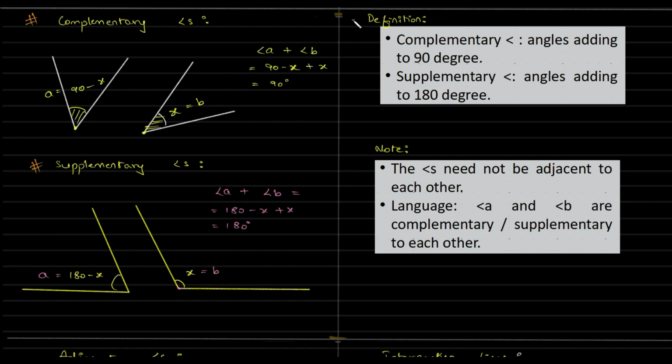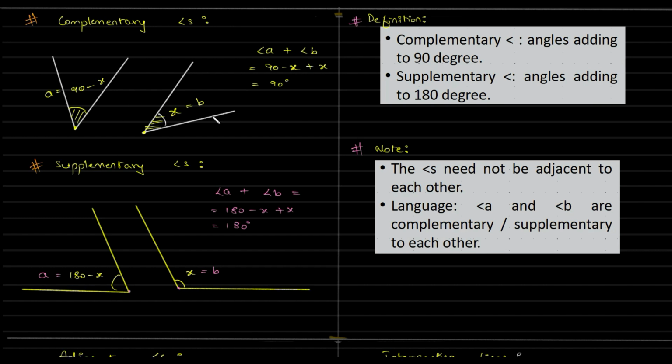Okay, again, complementary angles are angles that add up to 90 degrees. Supplementary angles are angles that add up to 180 degrees. Important note: the angles need not be adjacent to each other. That is, they need not be neighbors to each other. And about the language, angle A and angle B are complementary or supplementary to each other. So that will be the language.